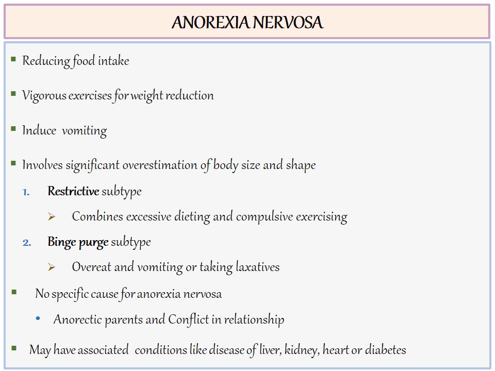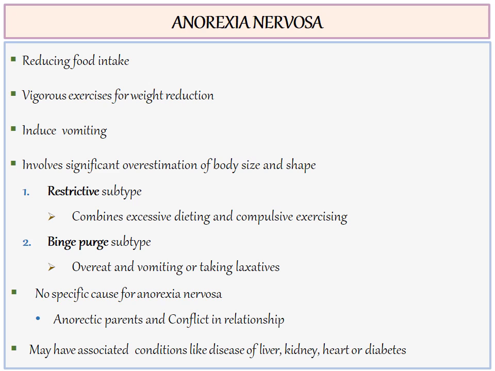Anorexia nervosa is refusal of food to maintain normal body weight by reducing food intake, especially fats and carbohydrates. Patients practice vigorous exercise for weight reduction, or induce vomiting by stimulating the gag reflex to stay slim. It involves significant overestimation of body size and shape, with a relentless pursuit of thinness. The restrictive subtype combines excessive dieting and compulsive exercising. The binge-purge subtype involves overeating and vomiting or taking laxatives.